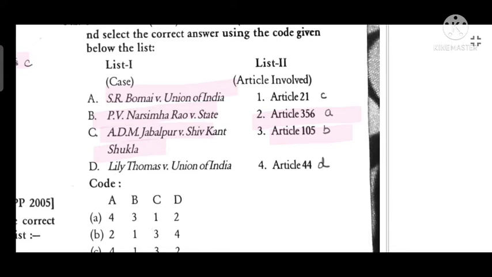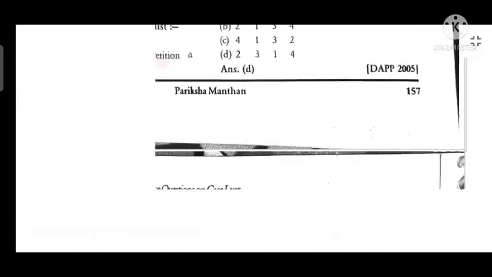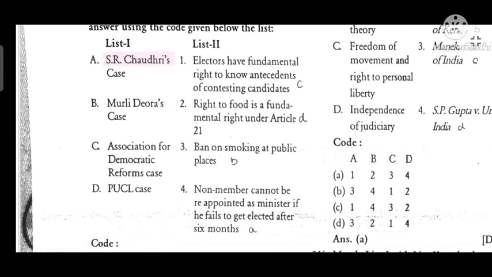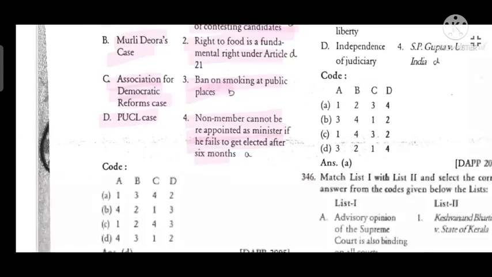Article 105. ADM Jabalpur versus Shivkant Shukla. Article 21. Lily Thomas versus Union of India. Article 44. S.R. Chaudhary's case: a non-member cannot be reappointed as a minister if he failed to get elected after 6 months. Murli Deora case: ban on smoking at public places. Association for Democratic Reforms case: electors have a fundamental right to information about the contesting candidate. PUCL case: right to food is a fundamental right under Article 21.